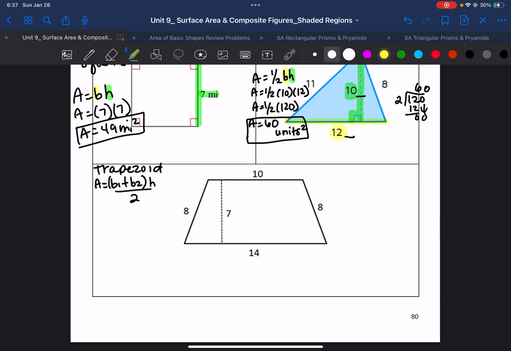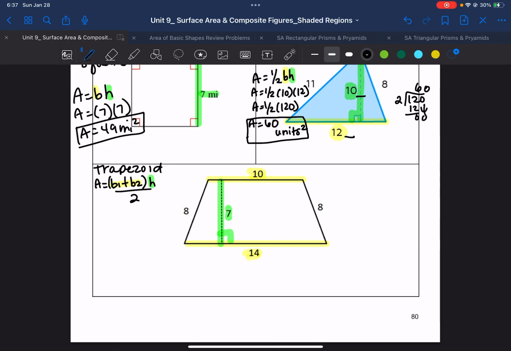Now remember, base 1 and 2 are going to be yellow and height is green. So here we have one base and we have another base. And then we have our height. Remember, we cannot choose these. These are slanted heights. We don't use them. This is your height. So 7 is your height.